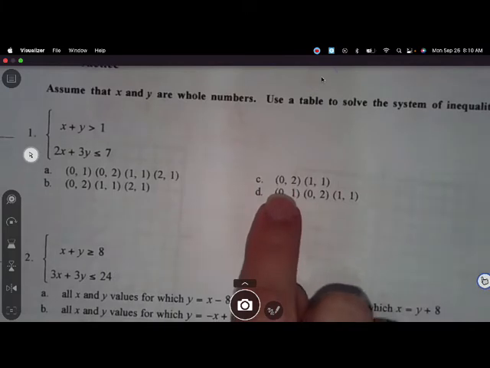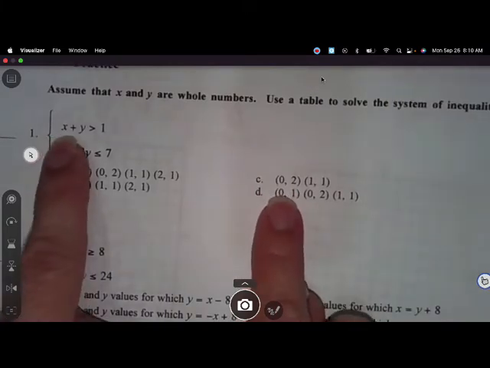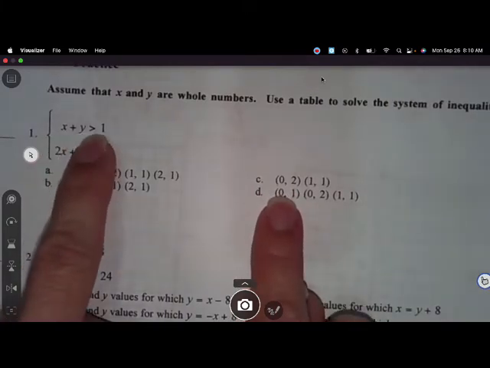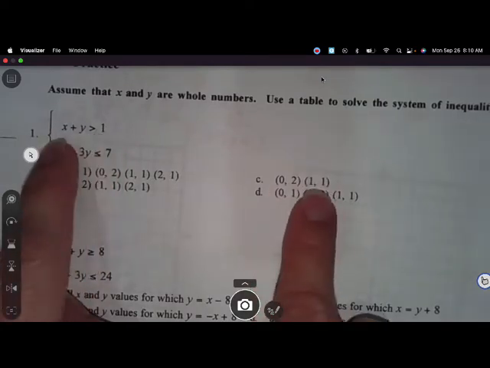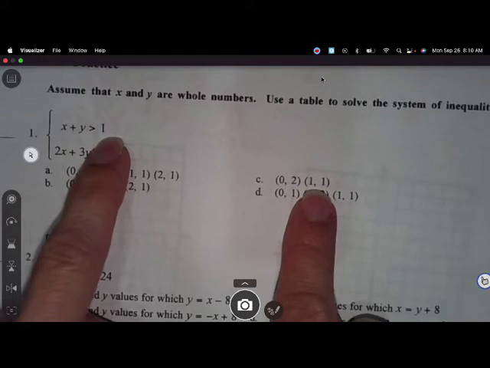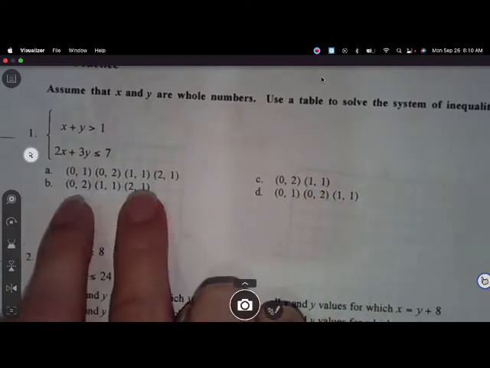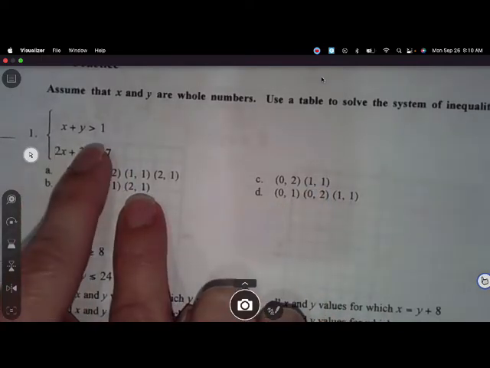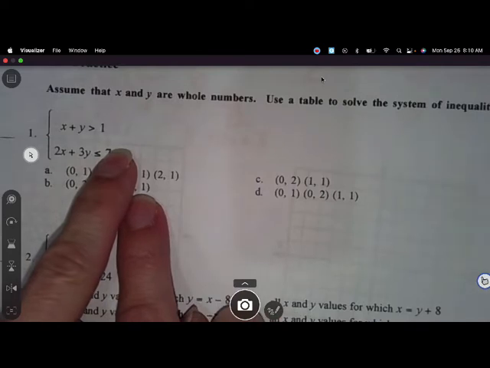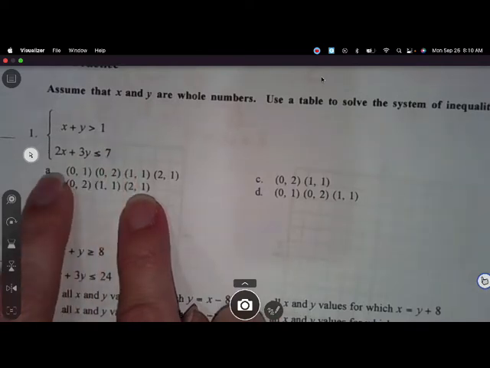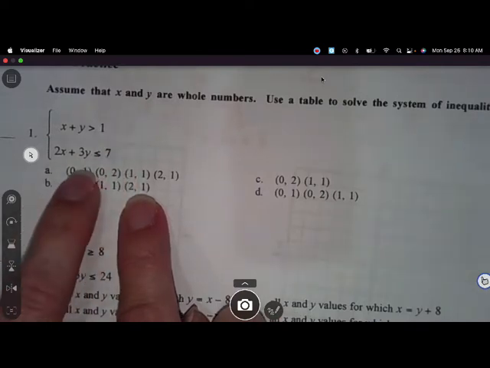So some of you got C. 0 plus 2 is greater than 1, right? Let's see. Is 1 plus 1 bigger than 1? But the other one to try is 2 plus 1 bigger than 1. Yes. Now we have to try them all in the bottom one as well.